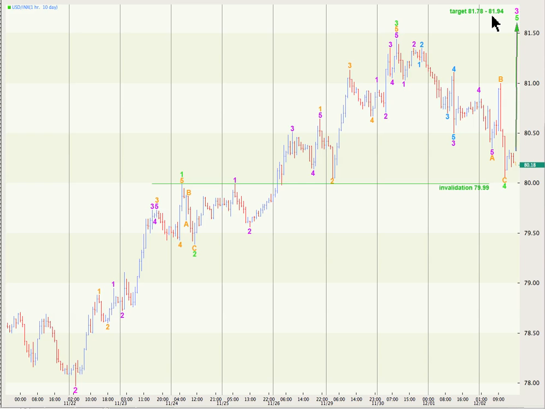81.94 is also a maximum limit of this fifth wave at green degrees. It cannot be longer than the third, because the third is slightly shorter than the first, and one of the core rules of Elliott wave is wave 3 can't be the shortest.